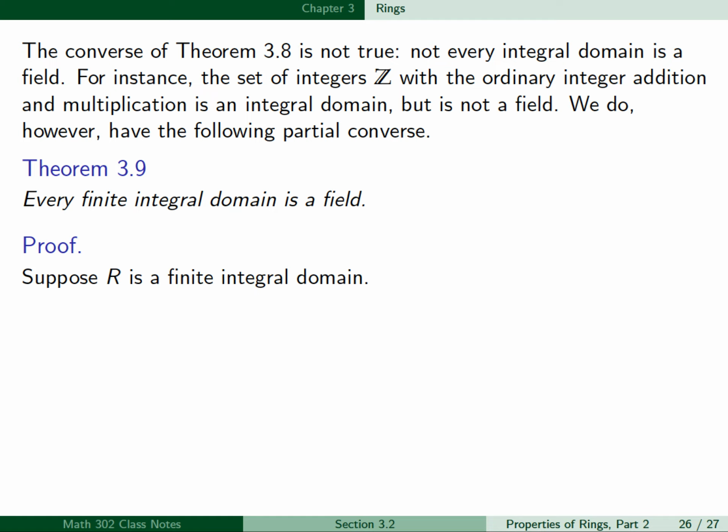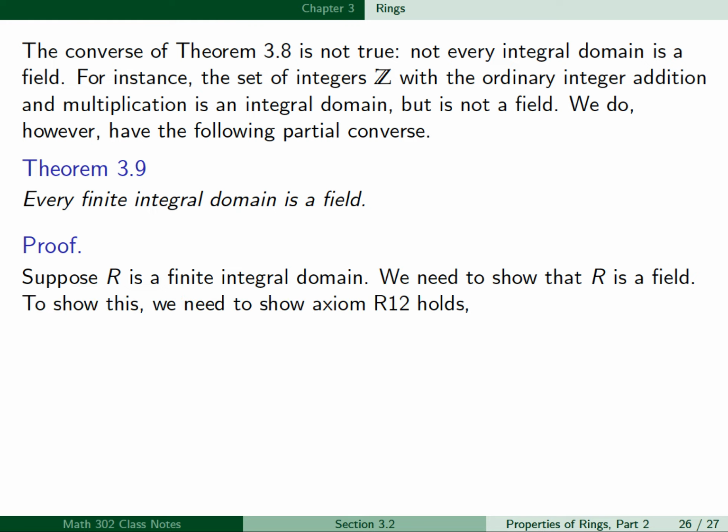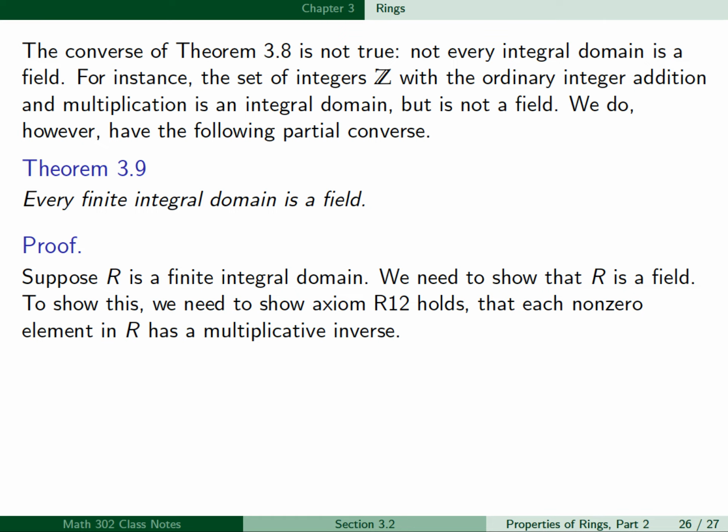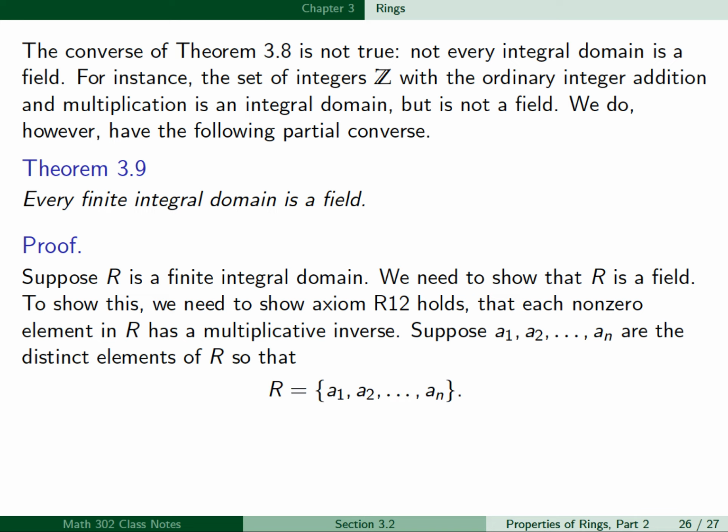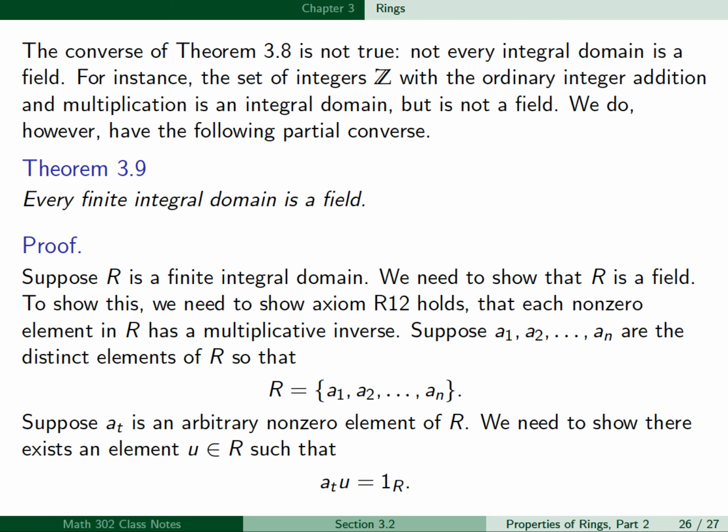So to prove this, we'll suppose R is an arbitrary finite integral domain, and we need to show that R is a field. And to show this, we need to show that axiom R12 holds, so that each non-zero element in R has a multiplicative inverse. So let's suppose that a1, a2, down through a sub n are the distinct elements of R, so that R is the set containing those elements. And let's suppose that a sub t is an arbitrary non-zero element of R. So we need to show that a sub t has a multiplicative inverse. So we need to show that there exists an element u in R such that a sub t times u is equal to 1 sub R.